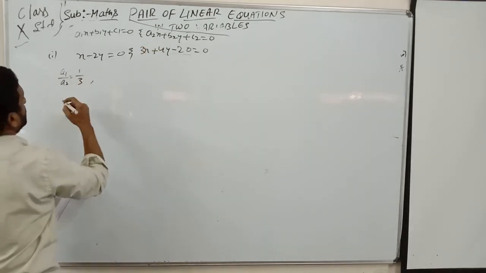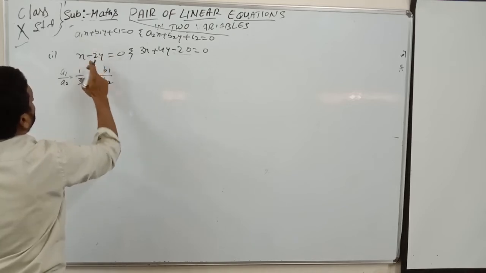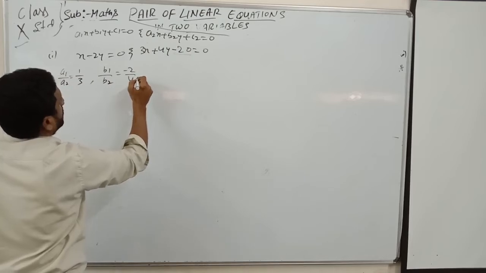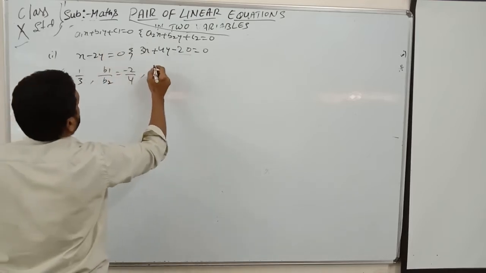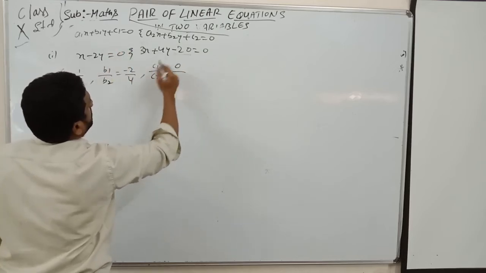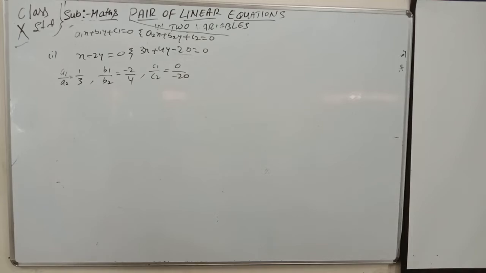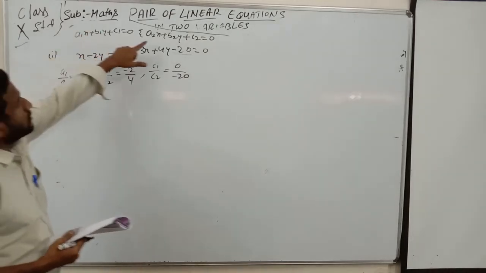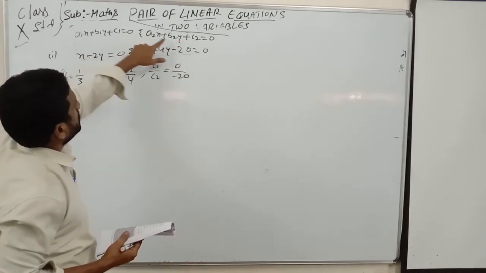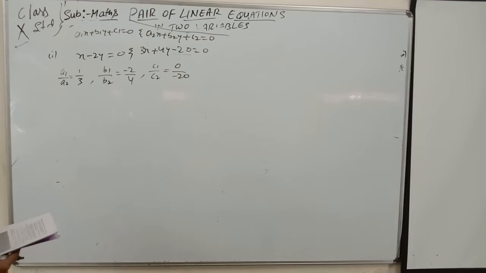What is b1 by b2? b1 is minus 2, b2 is 4. What is c1 by c2? c1 is 0, and c2 is minus 20. So you understood how to take a1 by a2, b1 by b2, c1 by c2: the x coefficients give a1 by a2, the y coefficients of the two equations give b1 by b2, and again c1 by c2. Now you compare here.